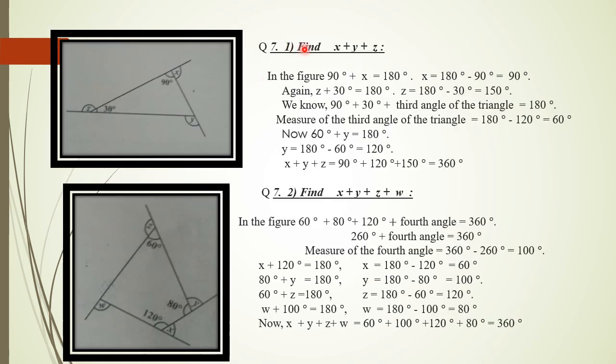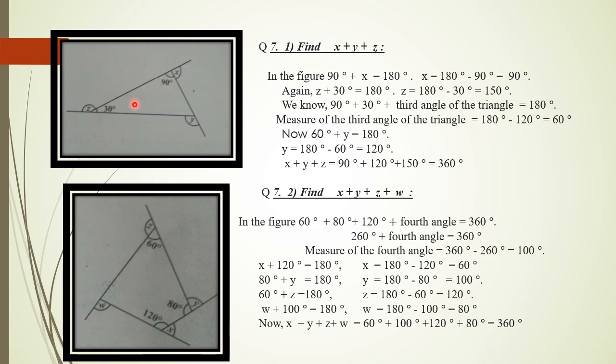Question number 7. Find x plus y plus z. Here it is x, we have y here, and we have z here. And x and 90 make a linear pair. So x is equal to 180 minus 90, which is equal to 90 degree. And z plus 30 degree is equal to 180, because those two also make a linear pair. So z is equal to 180 minus 30 degree, which is equal to 150 degree.